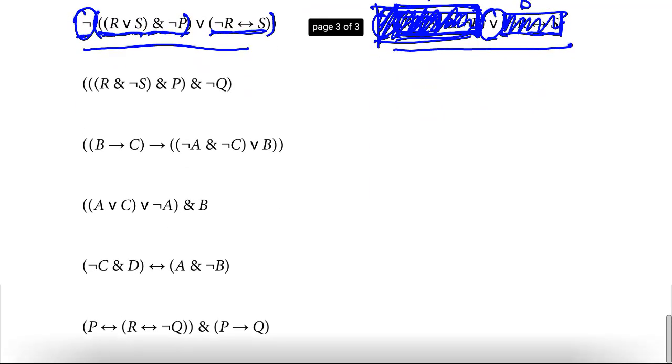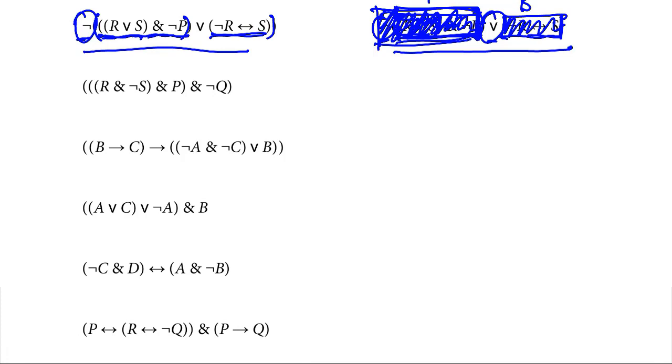Let's see, how many more do we have here? These, 1, 2, 3, 4, 5. I'll run through them. This one, that's a unit. This parentheses and this parentheses make that a unit. That is a unit. And so the main logical operator is the and.